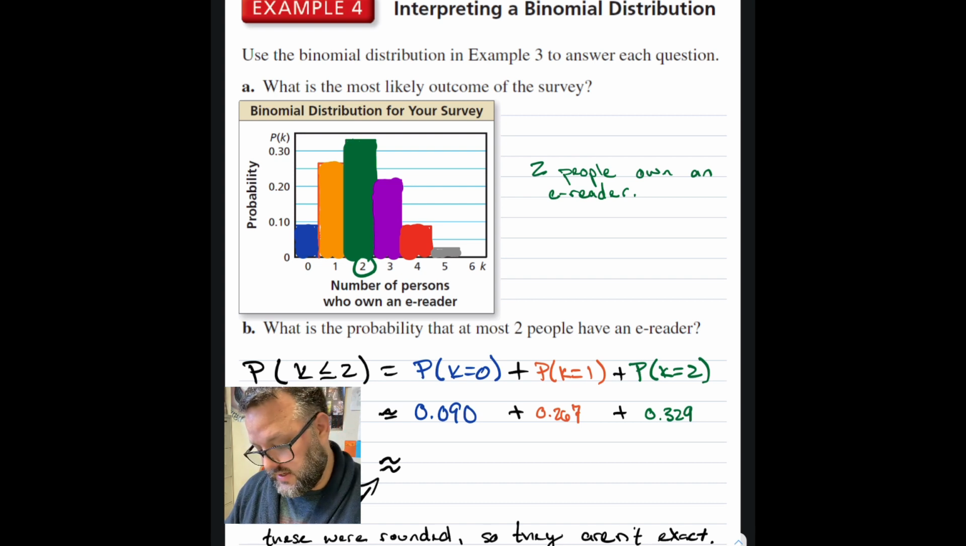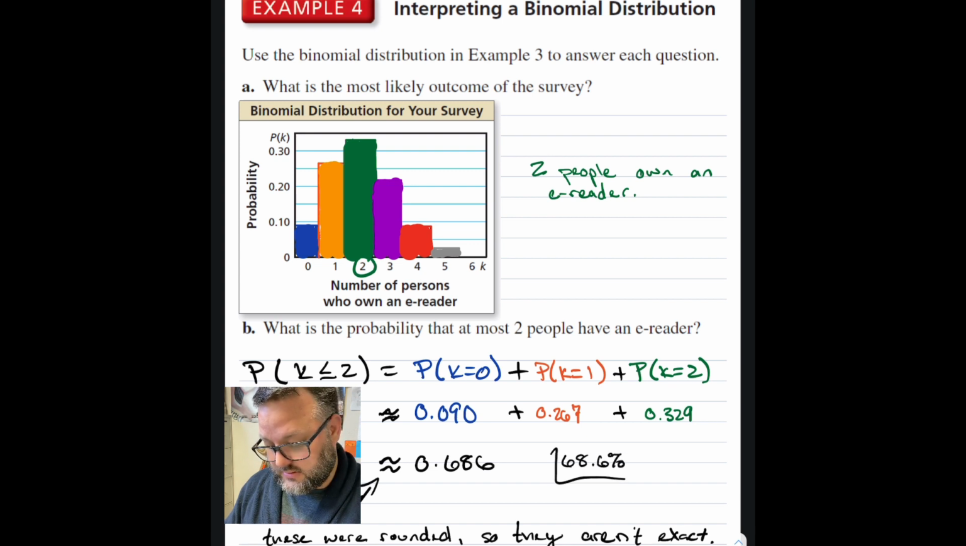Now remember, this actually should have appeared up here as well, because these are rounded off or cut off. That something happened because they aren't naturally 3 digits long. That's just where we put them, rounding or chopping. So when I add these 3 numbers together to get that 3-digit number, I get 0.686, which means there's a 68.6% chance that 2 or fewer, or at most 2 people own an e-reader, given the distribution.